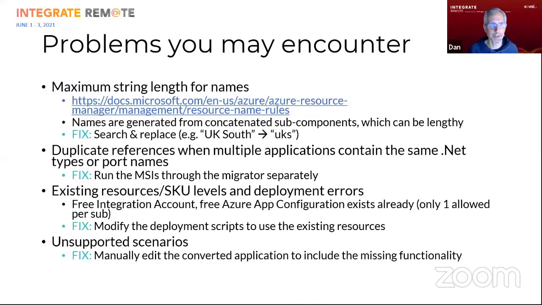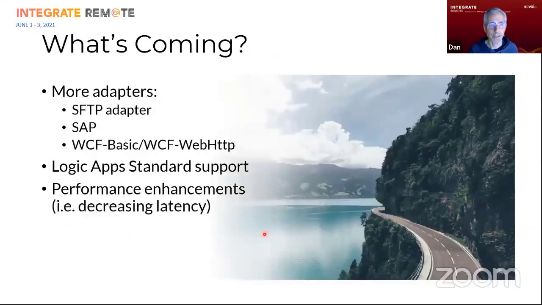Now, there are a list of some other problems, things to watch out for. I won't go through all of them now because I'm running out of time. But one thing to be aware of is that the tool will automatically deploy the cheapest resources that it can, including a free integration account and a free app configuration service. The problem is that you're only allowed one of those in each subscription. So if you've already got one deployed, your deployment will fail. The way around that is to modify the deployment scripts to either use the existing ones or use a different SKU on those.